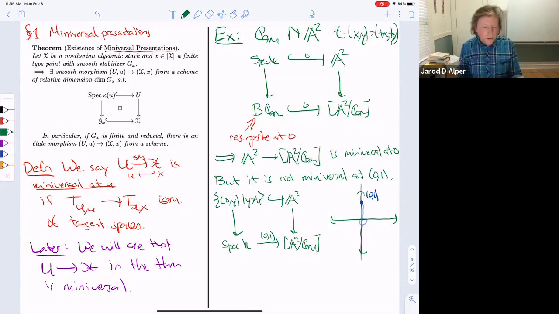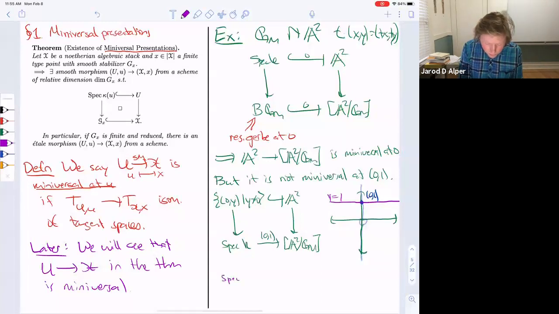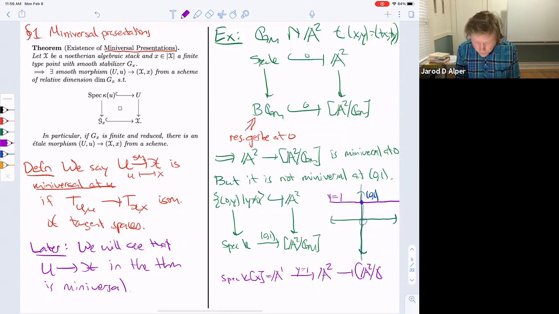So this is not miniversal at 1, but what we'd like is a smaller presentation around this point (0, 1). And what you can do is take a slice that's transverse to the orbit. In this case, I could choose the slice where I fix y equals 1. If I consider the locus where y equals 1, this is just a copy of the affine line, and I include y equals 1 into A2, and then I go into the quotient stack, this is miniversal at 1.